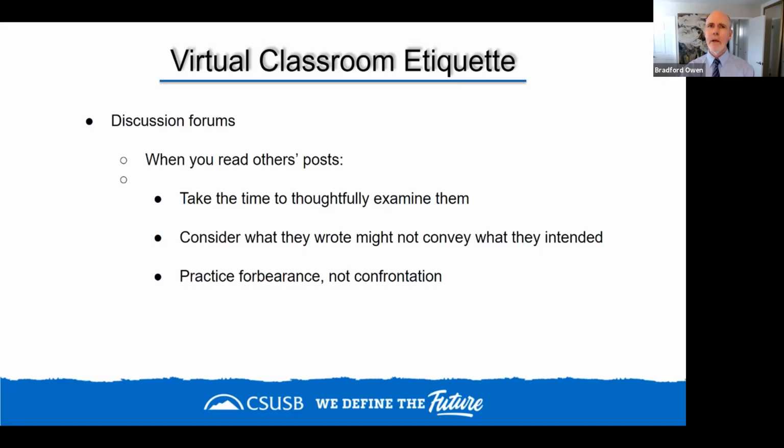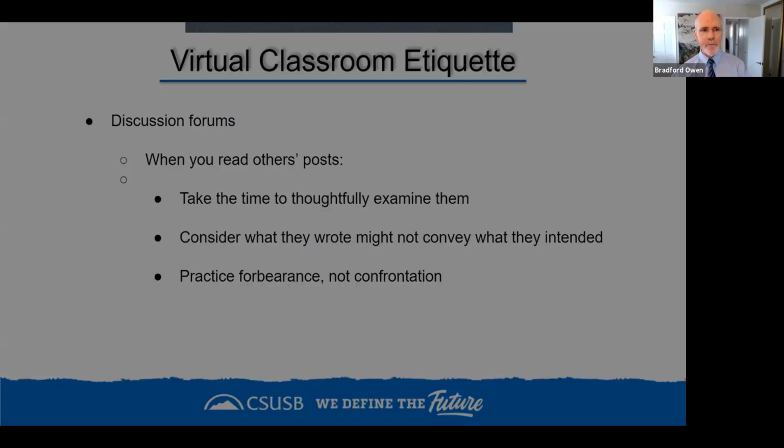Maybe they didn't write a skillful communication themselves. So in this way, we want to practice forbearance, which means refraining from a hostile or aggressive reaction. Be patient with your peers rather than confrontational. Next, please.